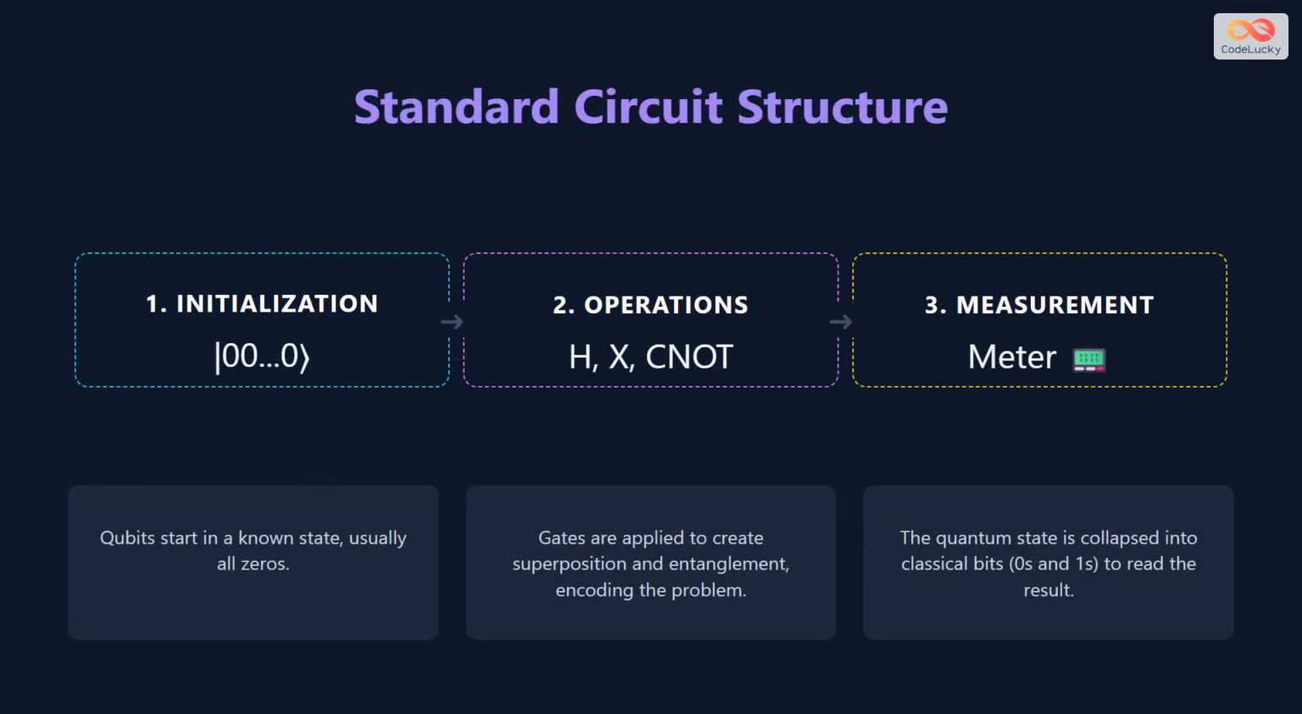Most quantum algorithms follow a standard 3-step recipe. First, initialization. We prepare all our qubits in a known starting state, usually all zeros. Second, operations. We apply a sequence of gates to create superposition and entanglement, encoding our problem into the system. And finally, measurement. We look at the result.